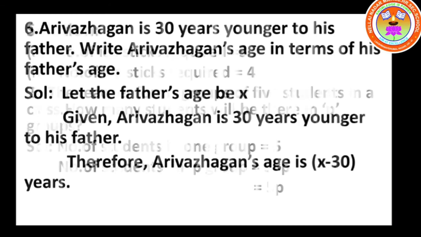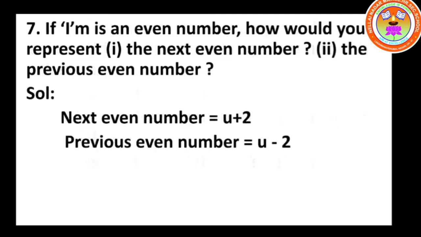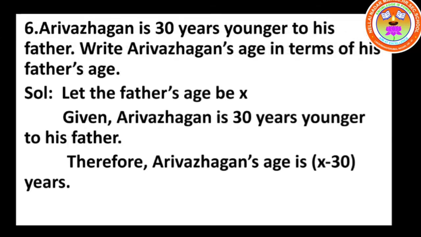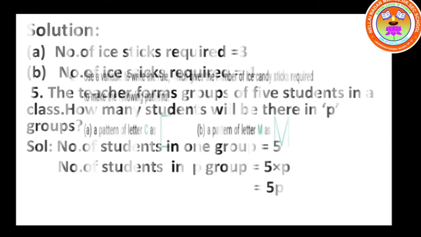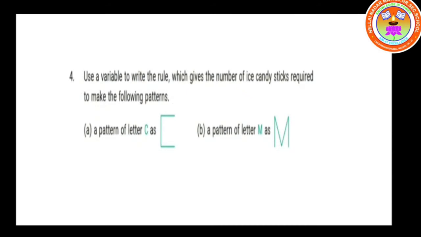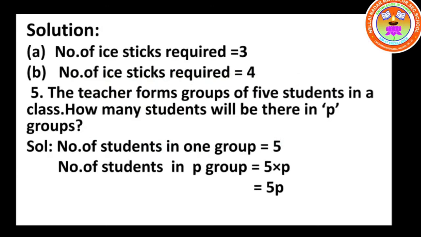You just observe this diagram, children, so that you will understand. First one, option A, you see the C. The C means the top one stick, one standing stick, and again one lying. So you need 3 sticks for option A. In B you see 2 standing and 2 middle. So you need 4 ice sticks. That is your answer. Okay children.